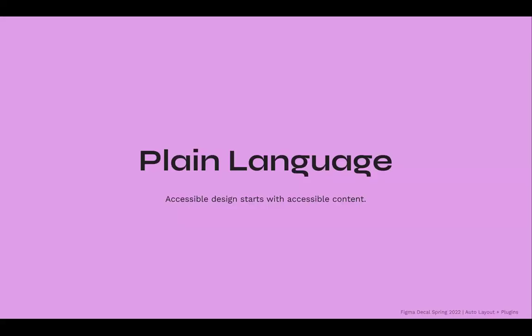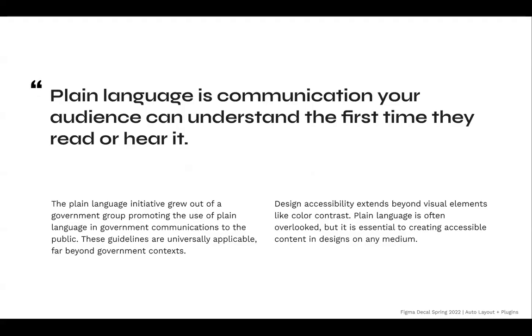Okay. Plain language. Plain language is communication your audience can understand the first time they read or hear it. This initiative grew out of a government group promoting the use of plain language in government communications to the public. And these guidelines are really applicable far beyond government contexts. The purpose of it is design accessibility, and how this extends beyond visual elements like color contrast and things like that. Plain language is often overlooked, but it's really essential to creating accessible content and designs on any medium.